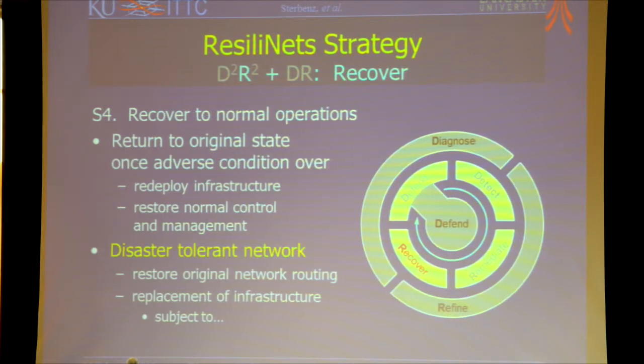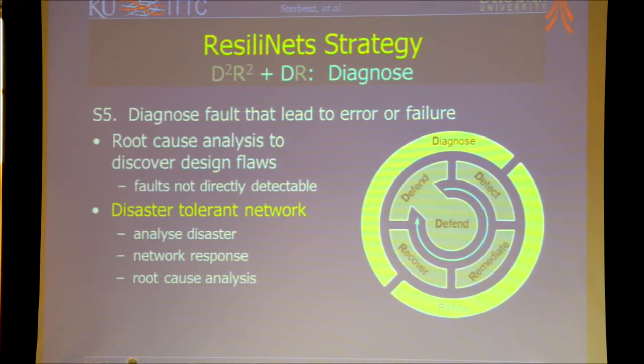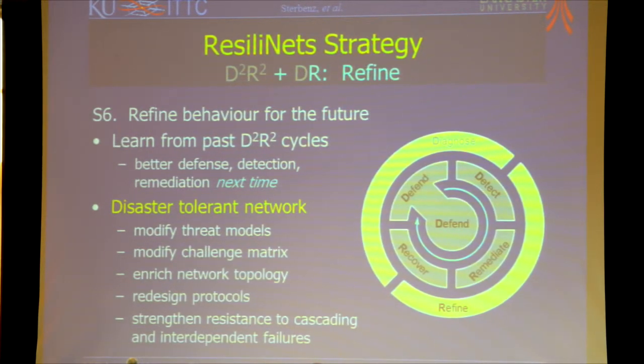Then ultimately, we want to recover back to the original conditions once the threat is gone. Then in the background, we want to diagnose. We want to see what went wrong. This is fault diagnosis and root cause analysis: understanding what happened and why. And we want to refine, which is where we step back and look at the entire process, including this inner loop. Did we defend well? How well did we detect? How well did we remediate? This is to evolve the network to be better in the future.